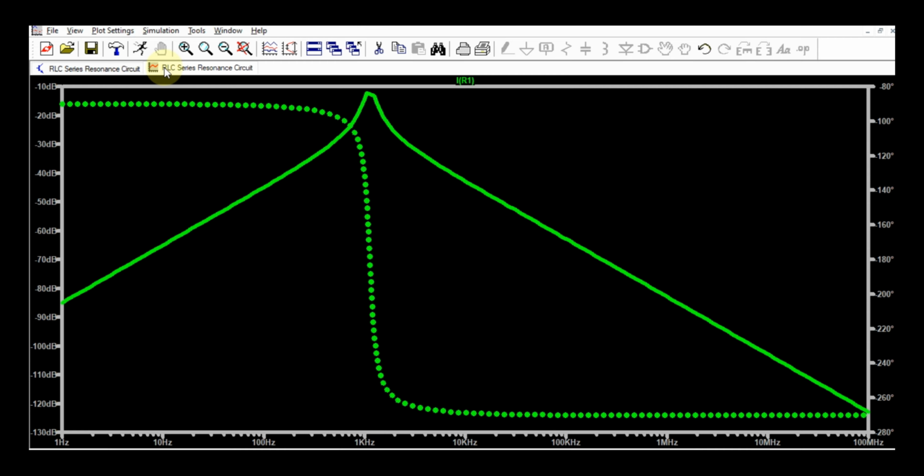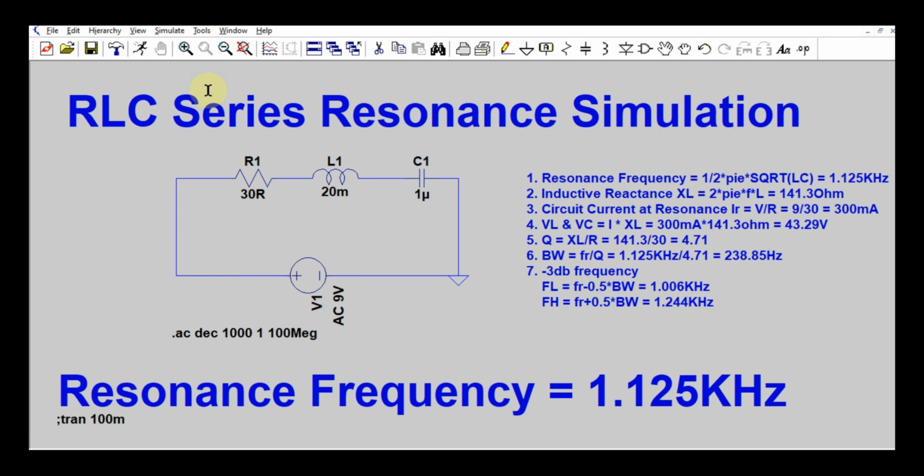So I will cut this waveform, and once I run the simulation, you can get this waveform again. So I will close this. Now let's directly understand what the RLC series resonance circuit is. Okay, before going into the simulation, let us understand some basics of the RLC series resonance circuit.